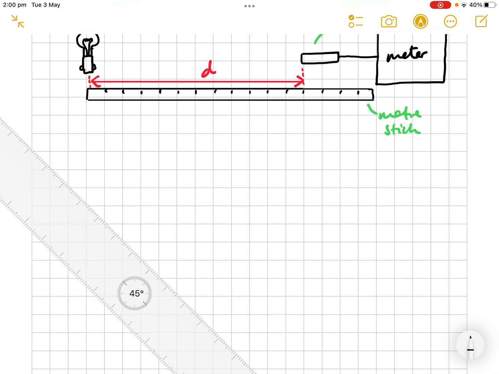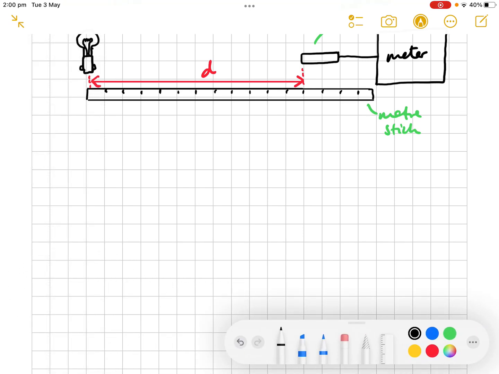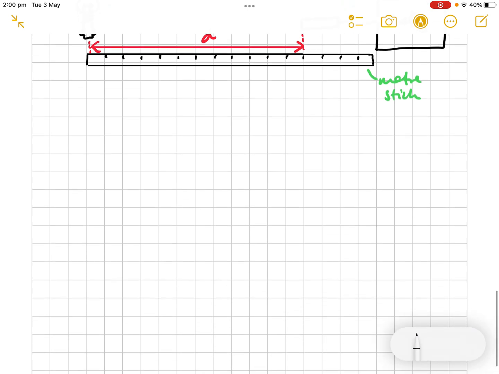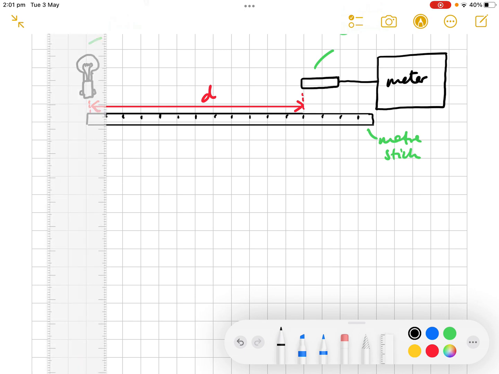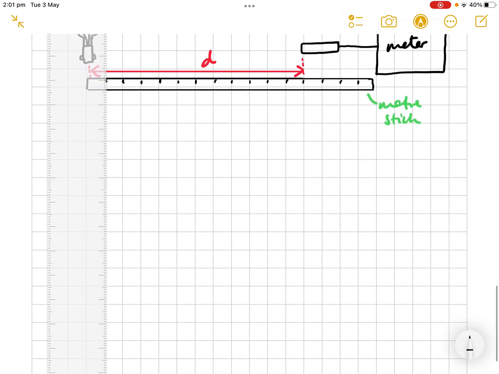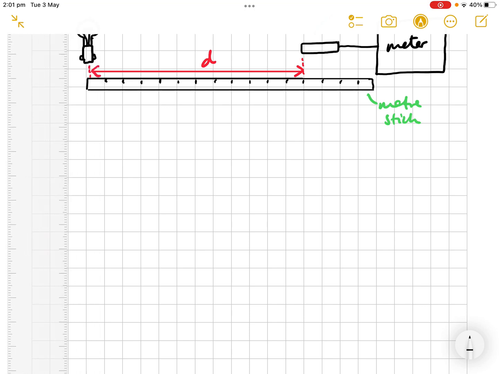Then, as you would expect, we plot a graph, and when we plot a graph of irradiance against distance, you'll see what happens. We get something like this.